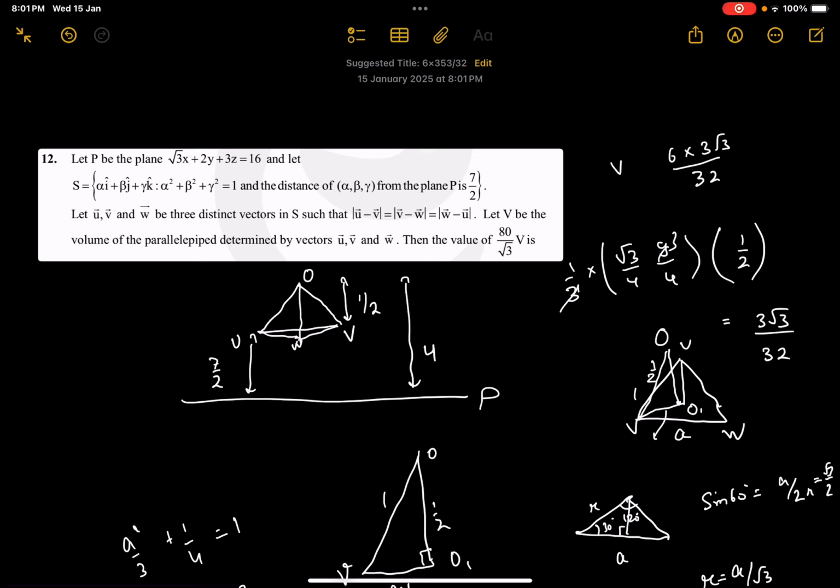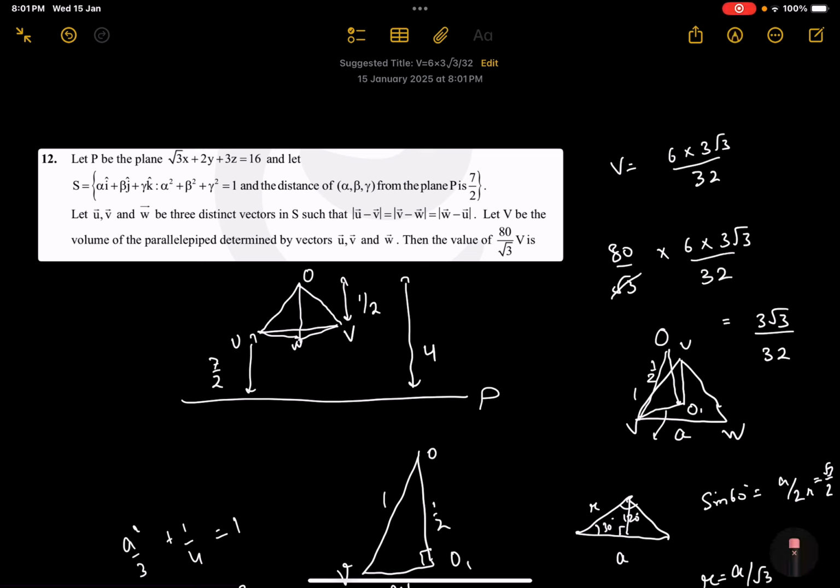So that is V. The answer is 80 by root 3 times V. That becomes 80 by root 3 times 6 into 3 root 3 by 32. Root 3 gets cancelled. We have this becomes 3, this becomes 16, this becomes 5, which is 5 into 9 is 45. So the answer is 45.